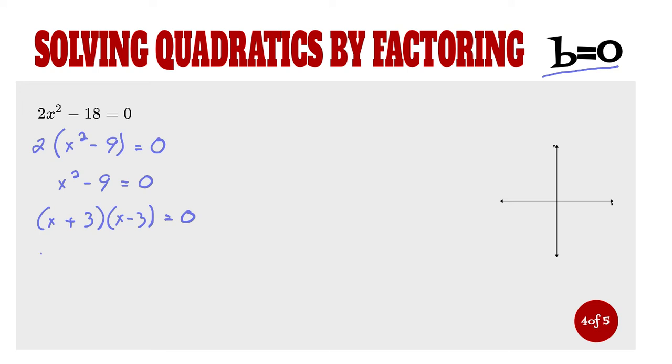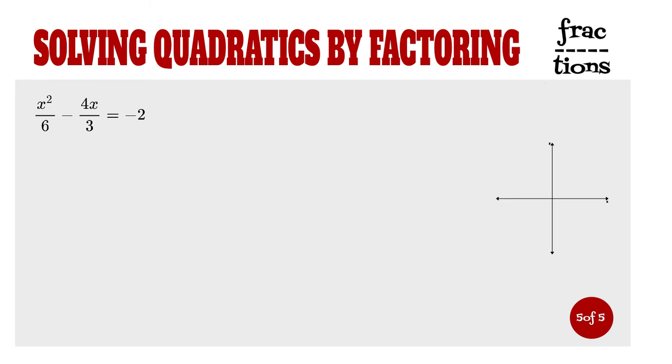First bracket equals 0, or the second bracket must equal 0. Therefore, x equals negative 3, or x equals 3. And again, equidistant from the axis of symmetry.